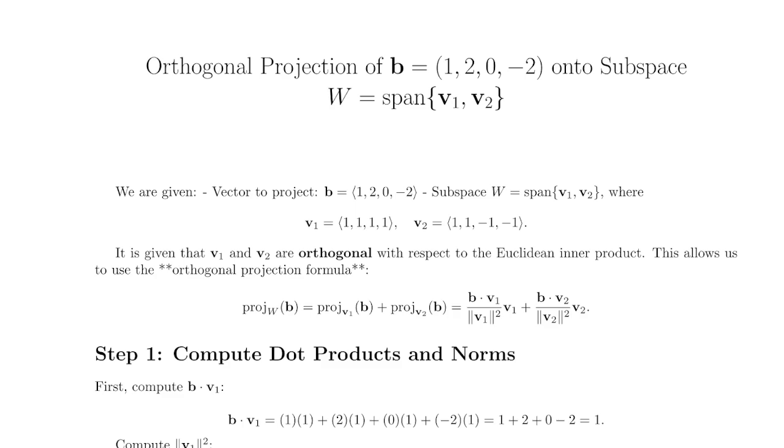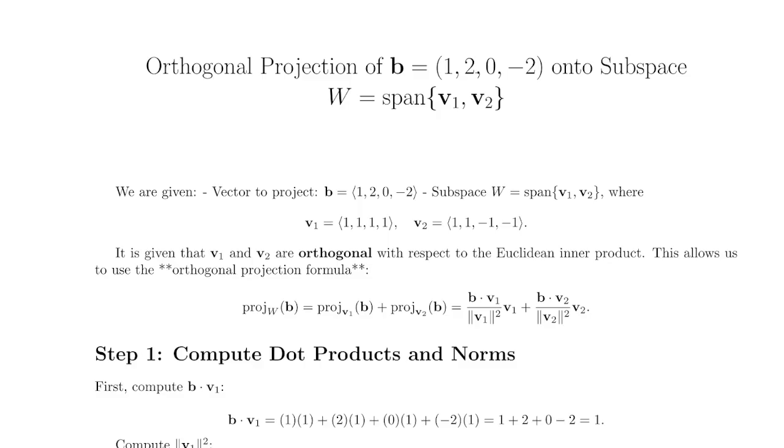In this video, we want to find the orthogonal projection of b equals (1, 2, 0, -2) onto the subspace W equals span of v1 and v2. v1 is just all ones, and v2 is (1, 1, -1, -1). We are given that v1 and v2 are orthogonal with respect to the Euclidean inner product. And so now we can find the orthogonal projection formula.